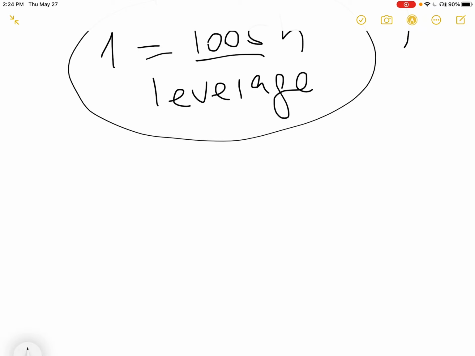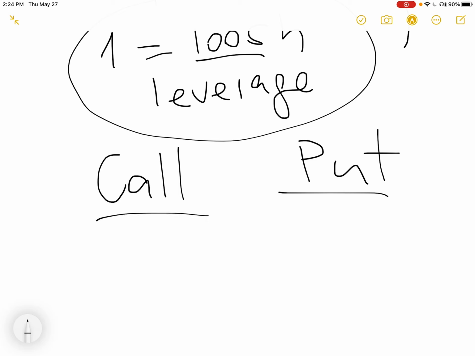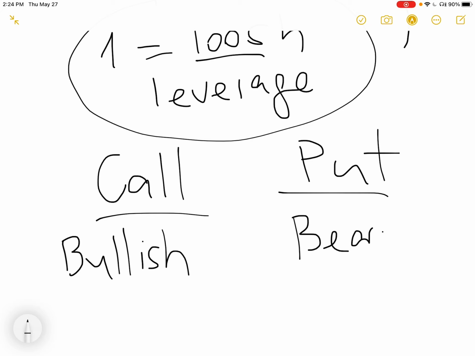So there are obviously different types of options. The most basic ones are call versus put options. For call options, you're basically bullish about the company. For put options, you're basically bearish about the company. So if you think the company is going to go up, you're buying a call option. If you think the company is going to go down, you are buying a put option.